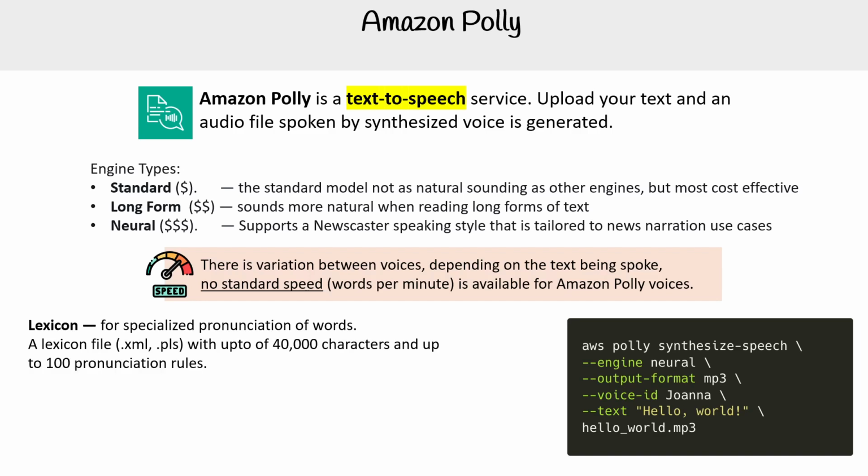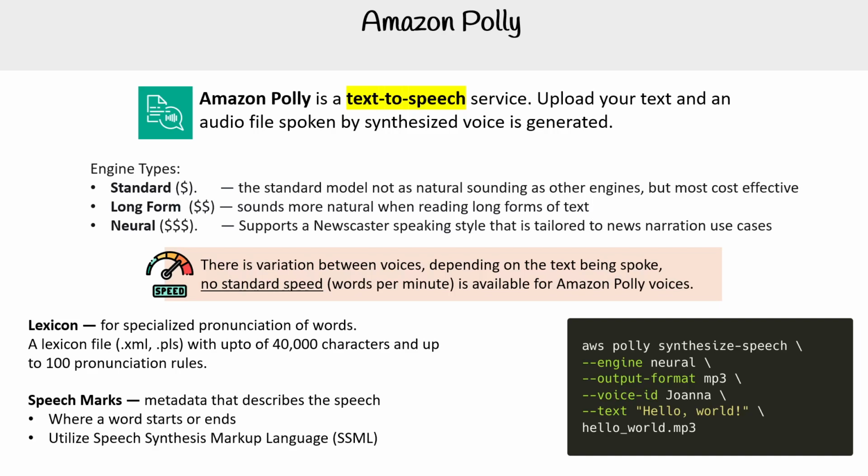There's a lexicon, so if you need specific pronunciations of words, you can upload a lexicon file and tell it how to speak properly. There are speech marks, which is metadata to describe the speech. This is going to manipulate how the speech works. There's examples for where a word starts or ends. You can use SSML, which we'll look at in a moment here.